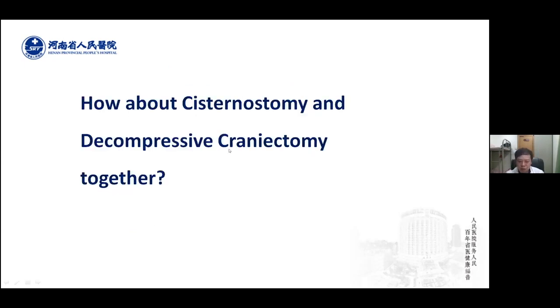How about combining the two together? Because, as I said before, DC may have some complications, and sometimes the outcome of the patient is not as good. So if we use cisternostomy in addition to this DC, how do we do it? We tried it in clinical application.